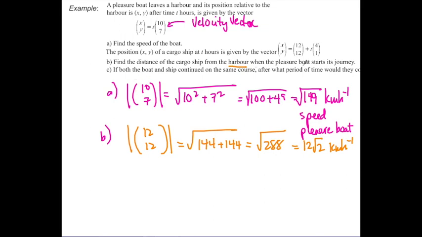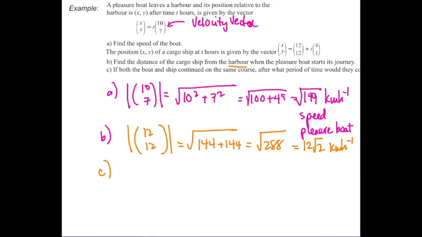Now, this is when the boat starts its journey, it starts there. Okay, so that's its distance. If the boat and ship continued on the same course, after what period of time would they collide? Okay. So if you think about it, this should be an intersection. So we have two lines and we're hoping to see where they would intersect each other. So we can do this with equations and we can do it visually as well to check.